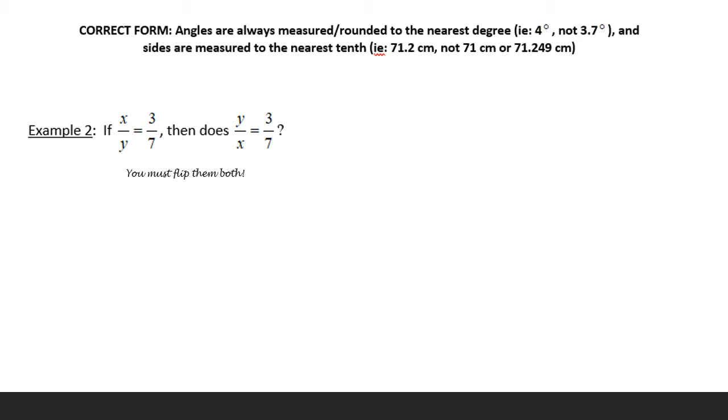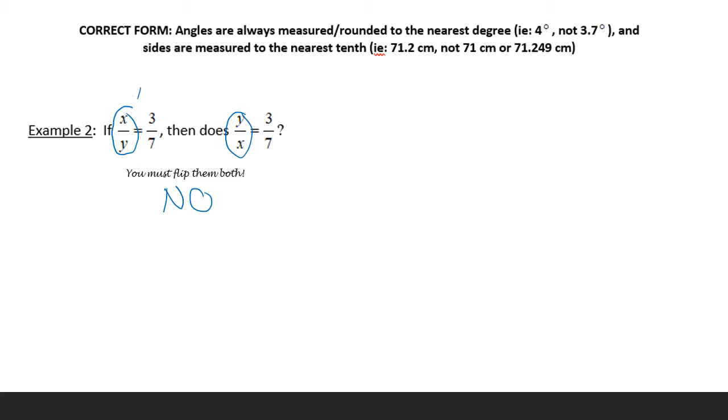So you have to flip them both. If you're taking x over y and you're going to flip it to y over x, then you have to flip the other side as well. So the answer to that is no. They're not the same thing. We reciprocated, so we're going back to what we learned about reciprocals, right?